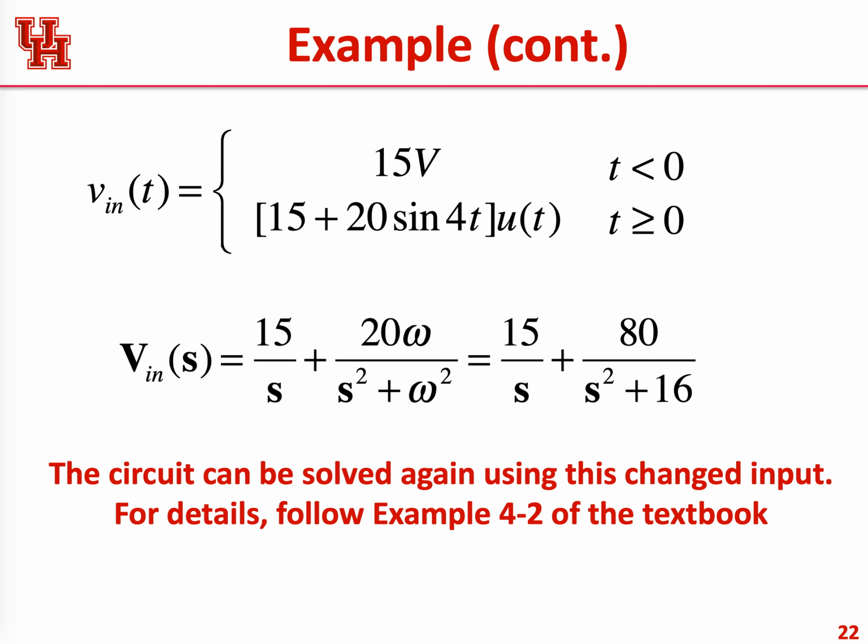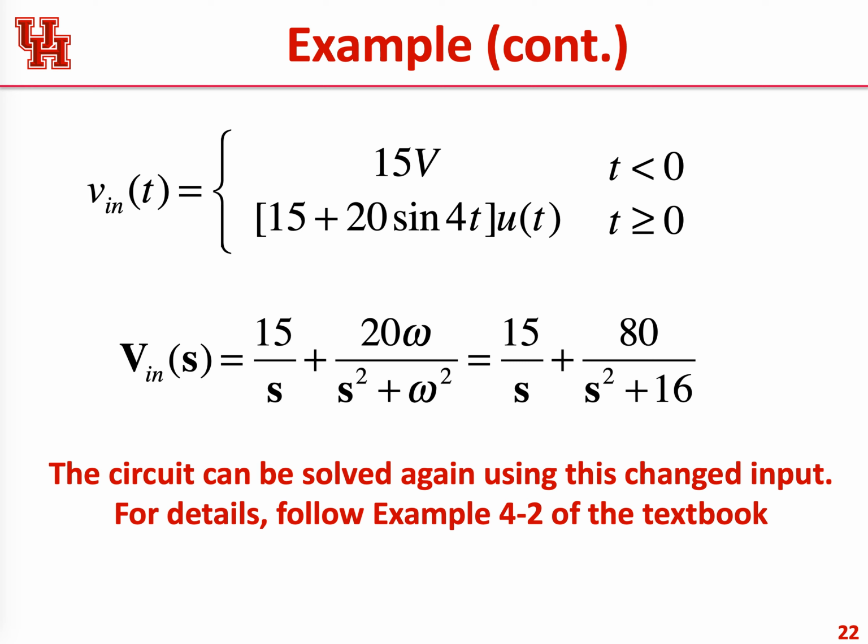The new value of V in is basically the Laplace transform of this. So the Laplace transform of 15 is going to become 15 over s. The Laplace transform of 20 sine 4t is going to become 20 omega divided by s squared plus omega squared, where omega naught is equal to 4. So this is going to become 15 divided by s plus 20 times 4, which is 80, divided by s squared plus 4 squared, which is 16.